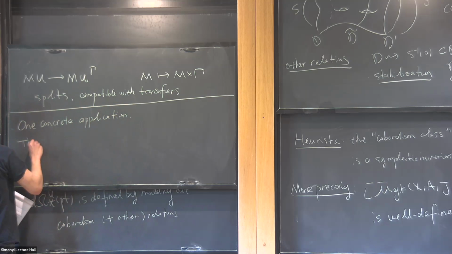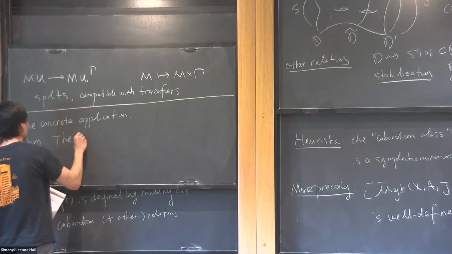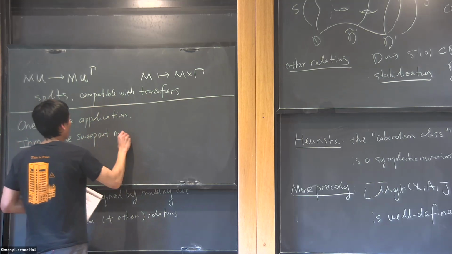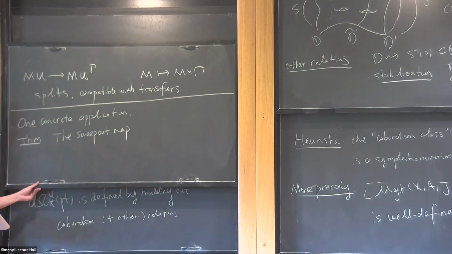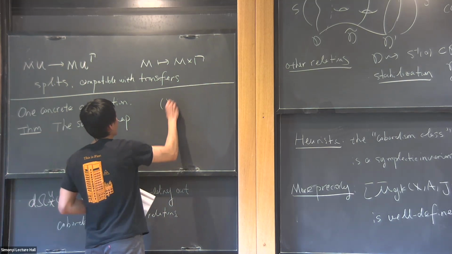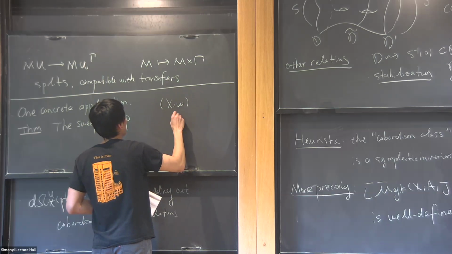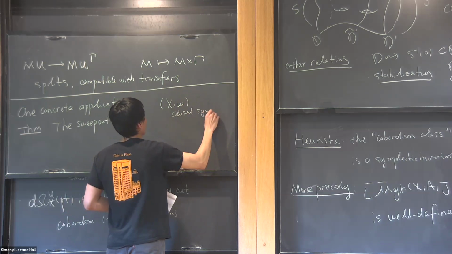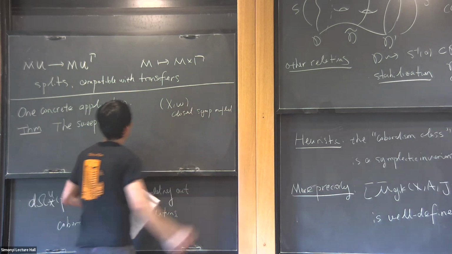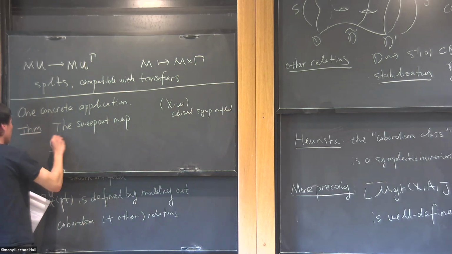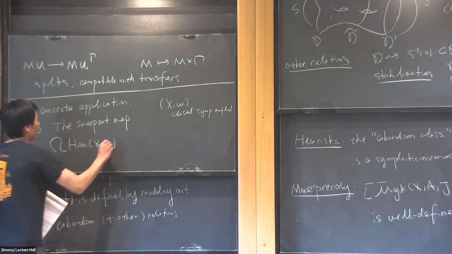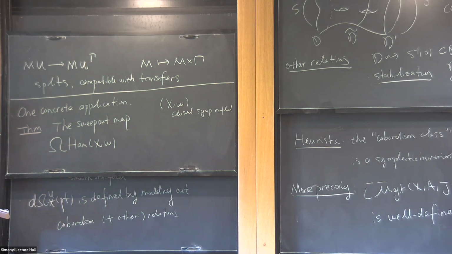So the sweep-out map. Here let (X, omega) be a compact closed symplectic manifold. And we consider the space of loops of the Hamiltonian diffeomorphism group.